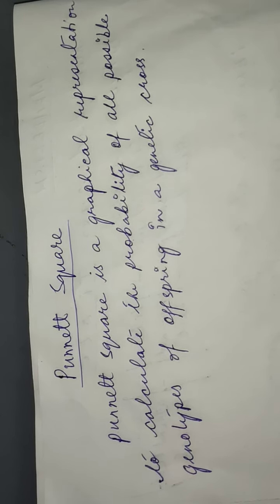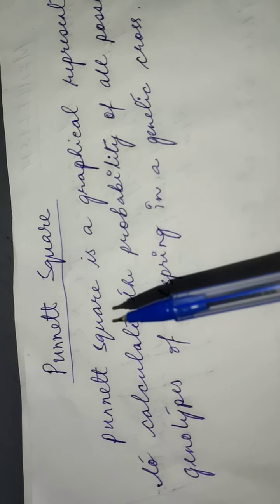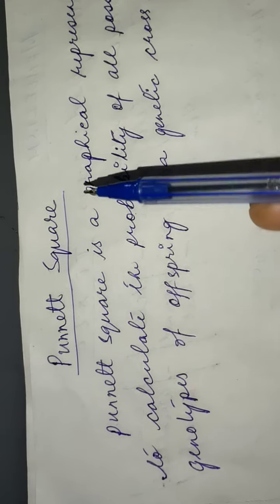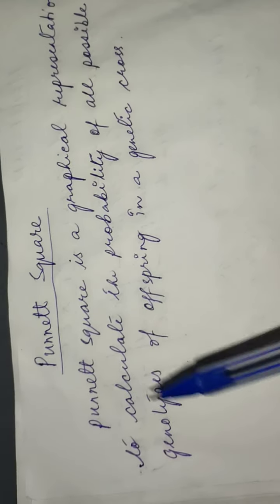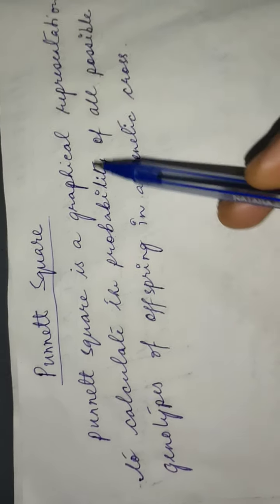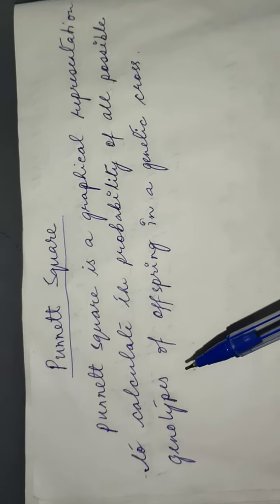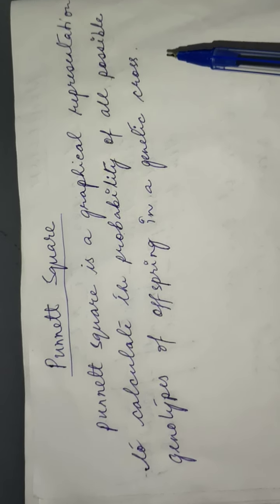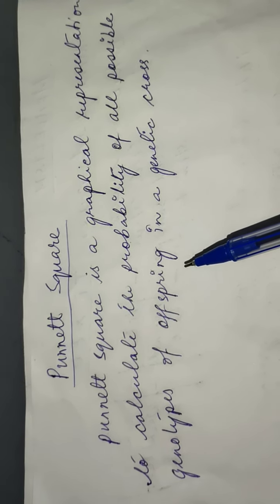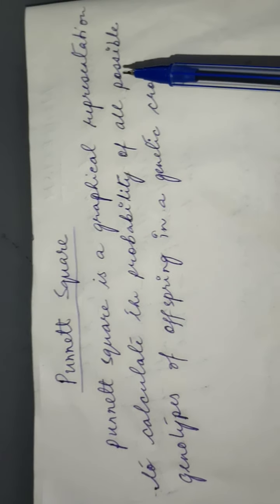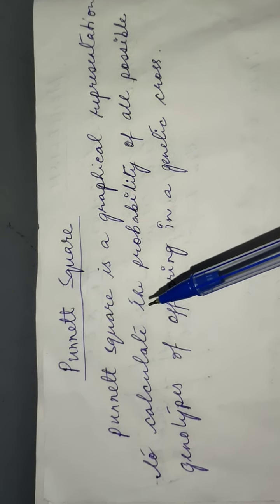Dear students, we are discussing the chapter Principles of Inheritance and Variation, and in our last class we have just started Punnett square. So today we'll study what is Punnett square in detail. A Punnett square is a graphical representation to calculate the probability of all possible genotypes of offspring in a genetic cross. To show the genotypes of the offspring, a table is used which is known as Punnett square.